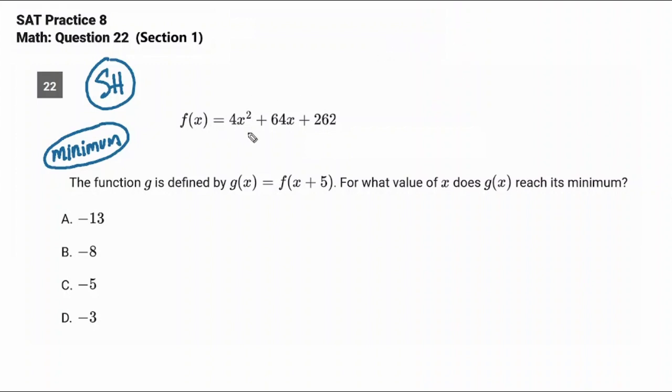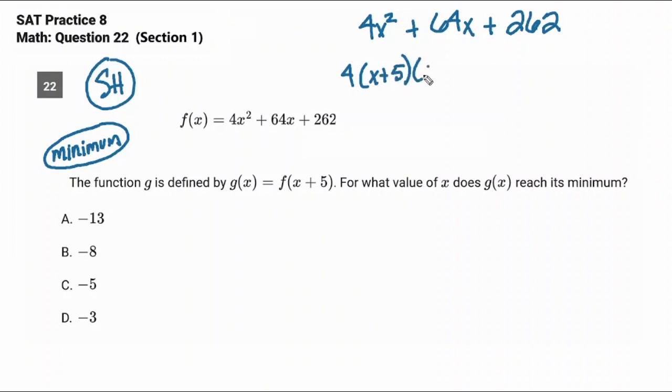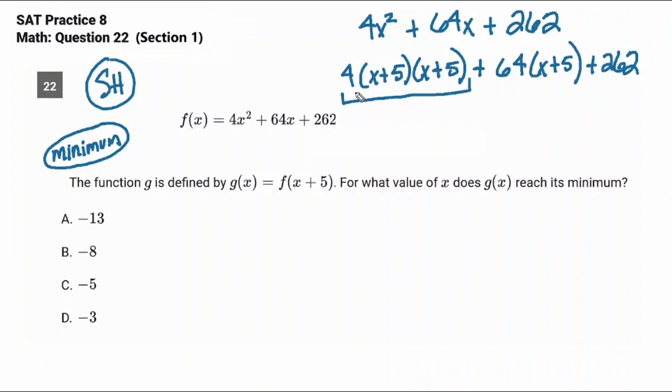So let's just start by rewriting this function here. 4 times how many x's here? 2 of them. So it's x plus 5 times x plus 5. Every x, I got to add 5 to it. Plus 64, there's another x plus 5, plus 262. Okay, we're going to take these terms one at a time. So we're going to deal with this completely before we move on.